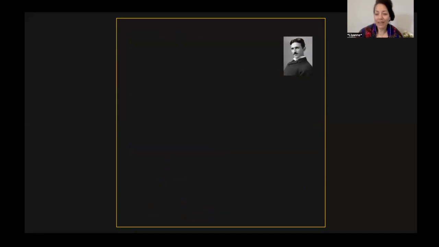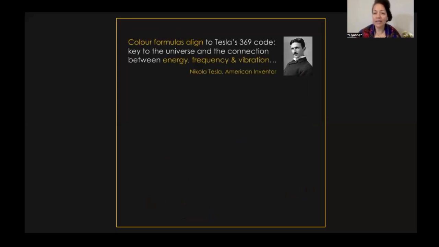As well as Pythagoras' color attributions, I use Nikola Tesla's 369 code. Every color formula I use, I have deliberately used formulas that reduce to a 3, a 6, or a 9 in order to vibrate. Numerologically speaking, it means that these colors have the vibrations of a 3, a 6, or a 9.